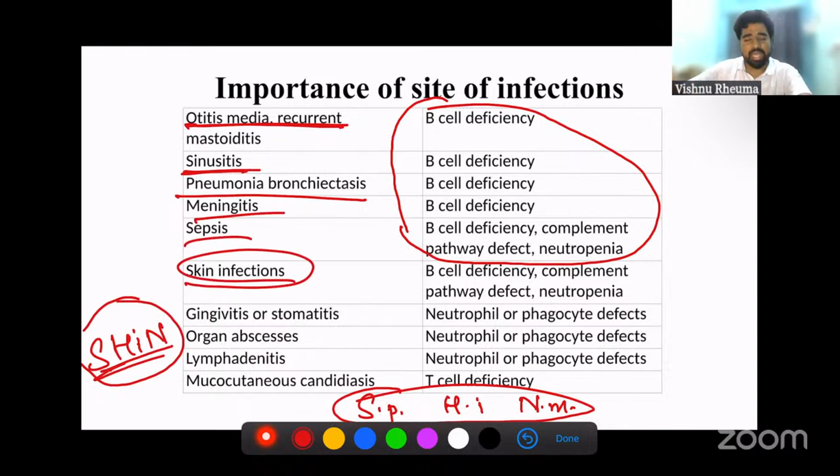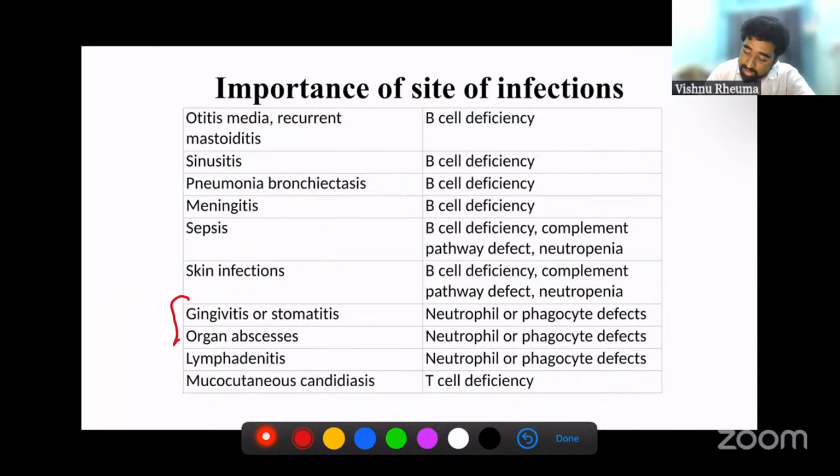Skin infections can occur when your phagocyte, your innate arm, your barrier arm, is defective, something like neutropenia. Then also in B cell defects, complement defects, etc. And then gingivitis, organ abscesses, and lymphadenitis. This is very, very important because these come under your innate abnormalities, whether it be phagocyte defect or neutropenia. Basically, your phagocytosis defect only.